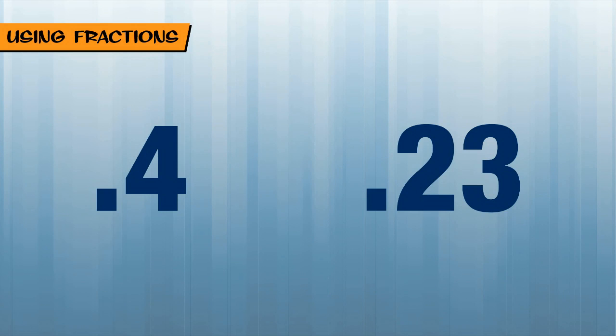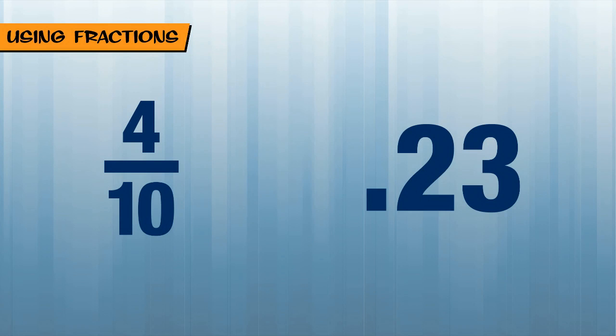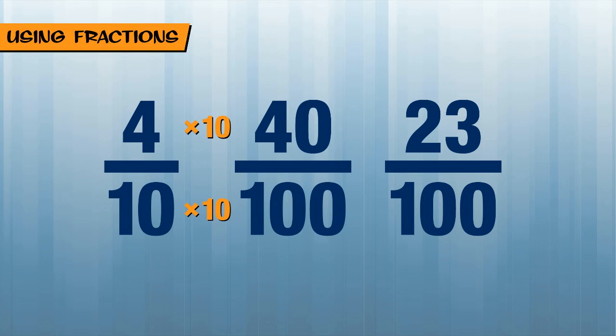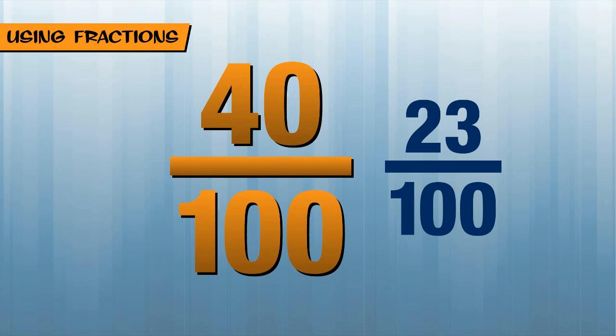Another way to compare the two is by using fractions. So we have 4/10 written in terms of a fraction and 23/100 written as a fraction. To compare which is larger, we need a common denominator. Since 100 is a multiple of 10, we need to change the 4/10 to hundredths by multiplying the numerator and denominator by 10. We can see that 40/100, which is equivalent to 4/10, is larger than 23/100.